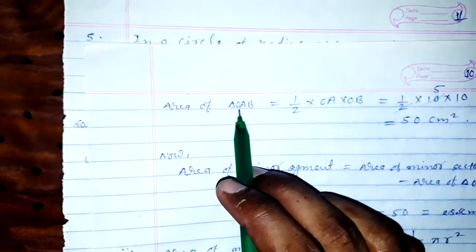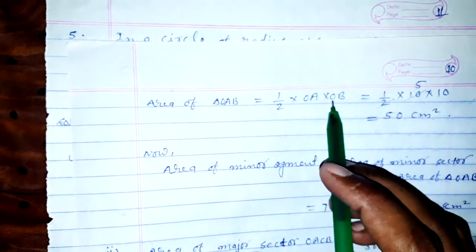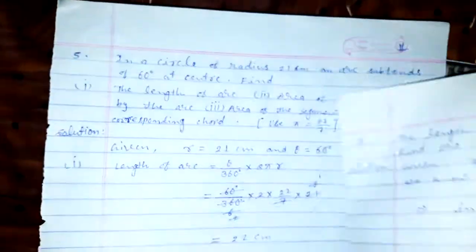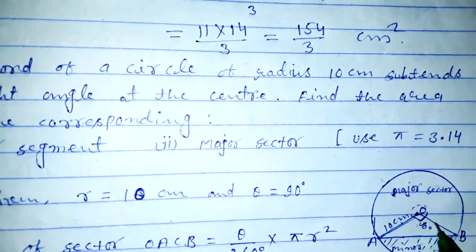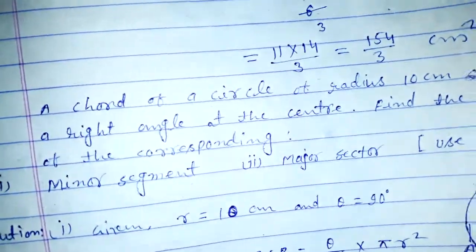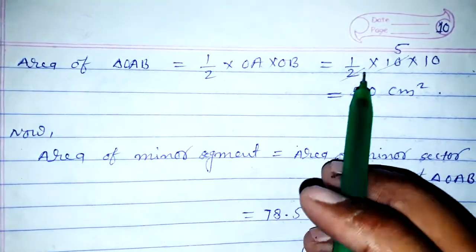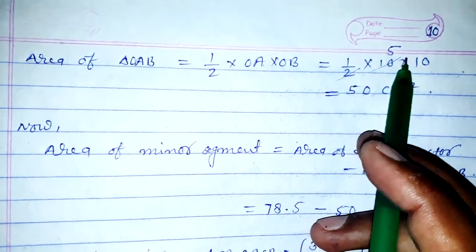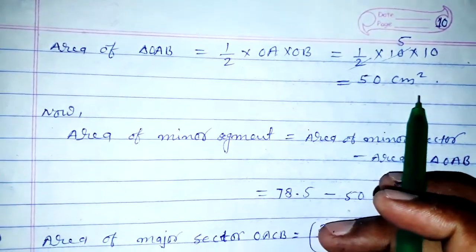Area of triangle OAB is equal to 1 upon 2 into OA into OB, because this is the right angle. So height into base, this is height and this is base. So 1 upon 2 into 5 into 10, that is 5 into 10, 50 centimeter square.